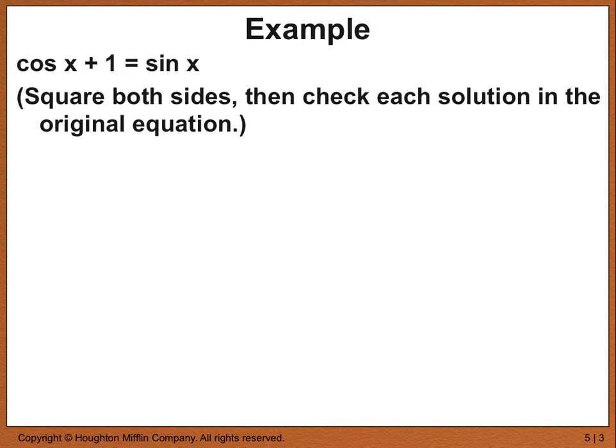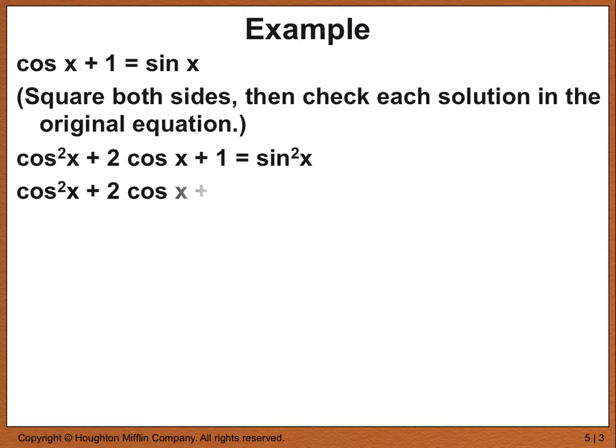With this example, I'm just going to walk you through it step by step, and then on the next screen you'll have a chance to do one on your own. So we square both sides, and we end up with cosine squared x plus 2 cosine x plus 1 equals sine squared x. You'll recognize that we've got two terms that have cosine in them and one term that has sine, sine squared. This is where we want to use our Pythagorean identity. So cosine squared x plus 2 cosine x plus 1 equals 1 minus cosine squared x. Sine squared is simply 1 minus cosine squared x because of one of the Pythagorean identities.